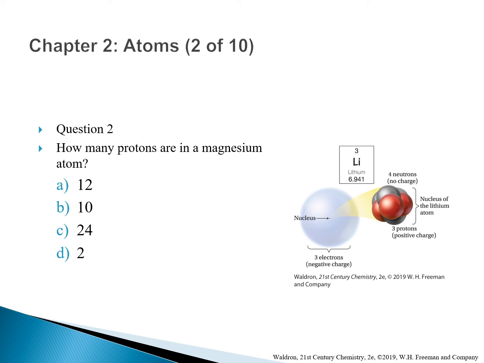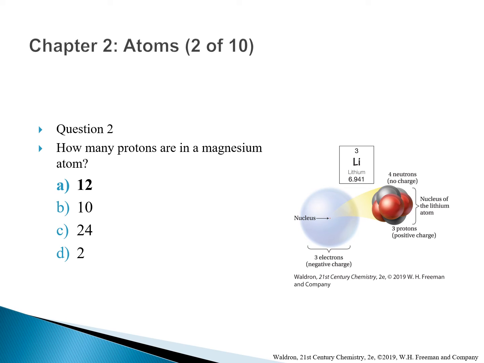Question number 2. How many protons are in a magnesium atom? A. 12. B. 10. C. 24. D. 2. You would need to have a periodic table to work this question out. Please pause here. The correct answer for this question is A.